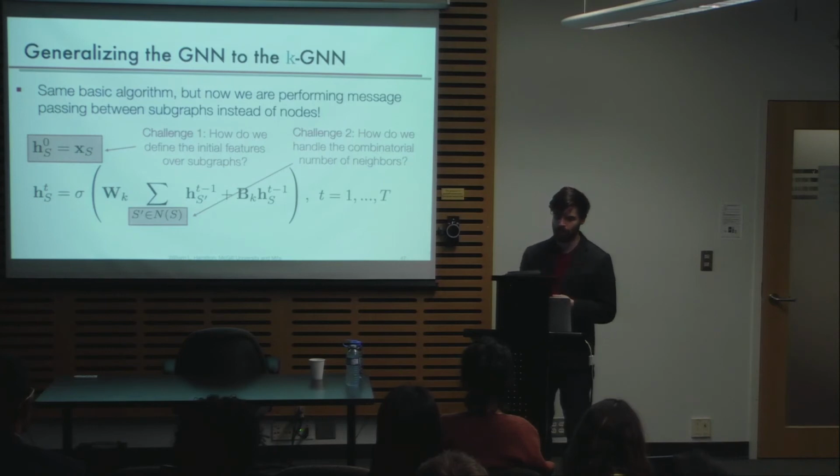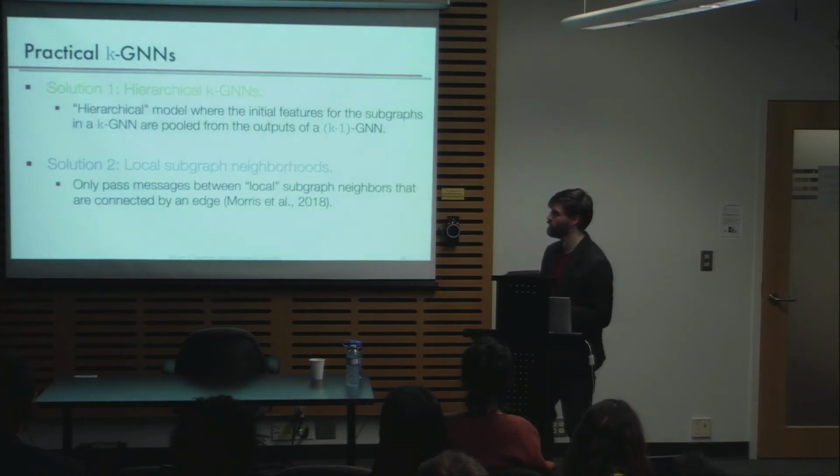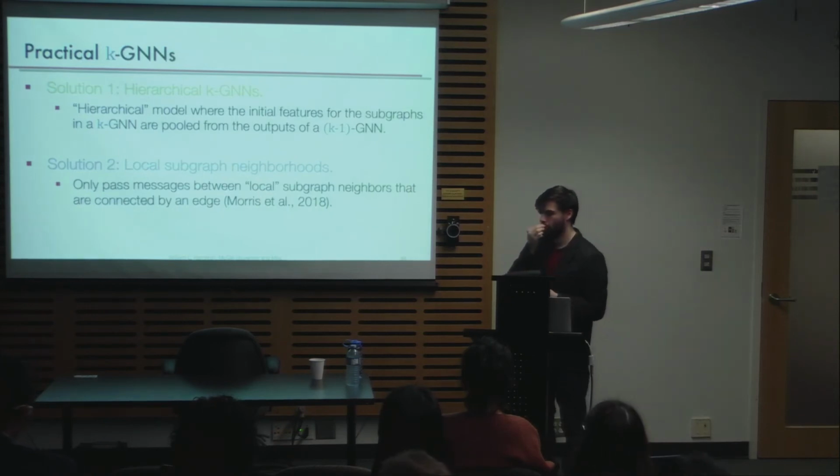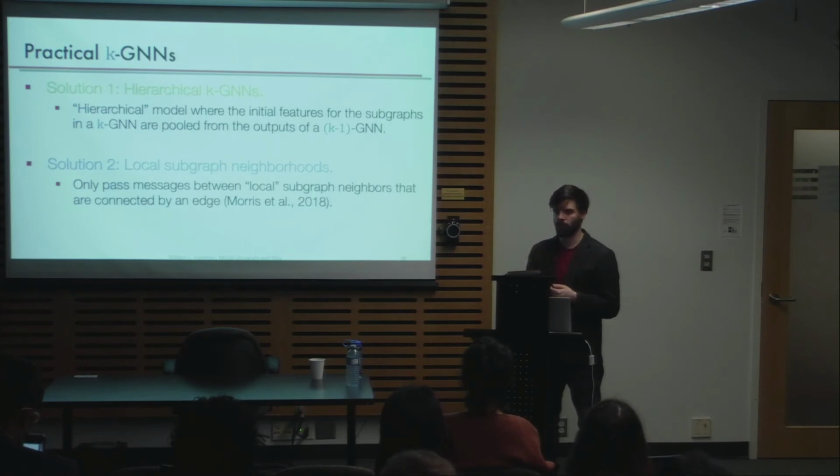So the way that we deal with both of these problems is, first off, we use what we call a hierarchical k-GNN. So what we do is that we run a one graph neural network to get representations of nodes, and then we aggregate those representations together to get representations of subgraphs. So we just take their average or their sum. So that's actually kind of nice. That's the one place where we can, again, leverage the differentiable nature of these things, is we can actually stack these hierarchical k-GNNs and train the whole thing end to end.